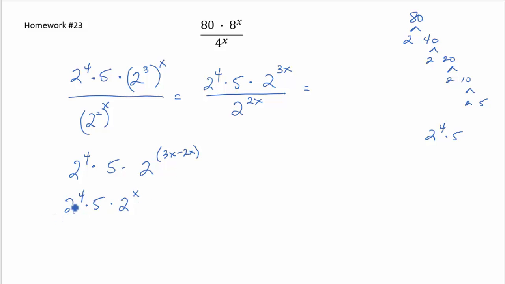Now here I have 2 to the 4th and 2 to the x. Well, when you have the same base and different exponents, what do you do to the exponents? You add them. So 2 to the x plus 4 times 5. Or you could write it as 5 times 2 to the x plus 4 power. Either way is correct. So that's how you do number 23 on the homework. I think that's enough to get you going, so give it a shot and I'll see you soon. Bye.